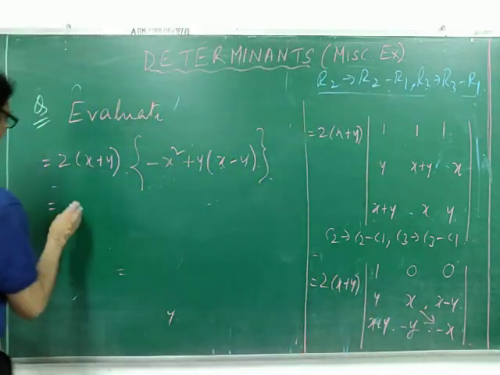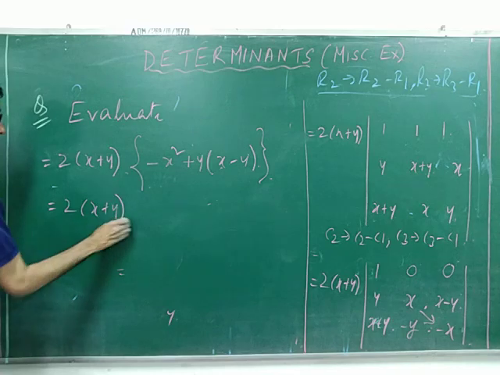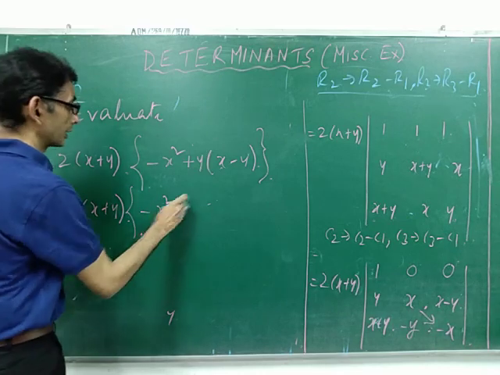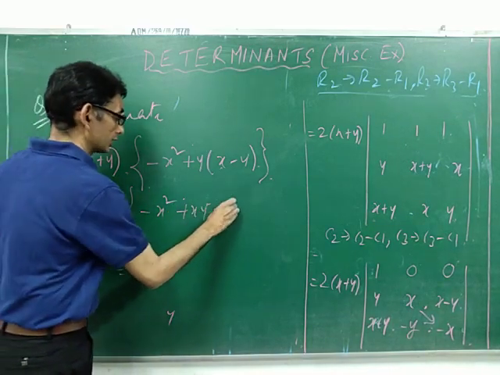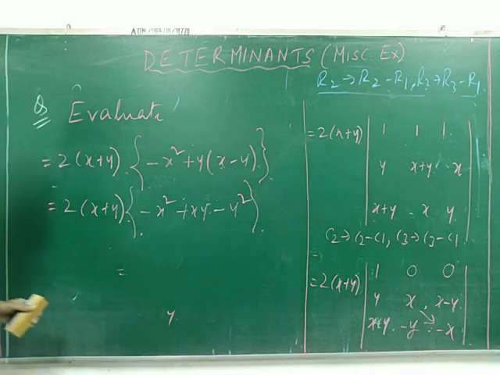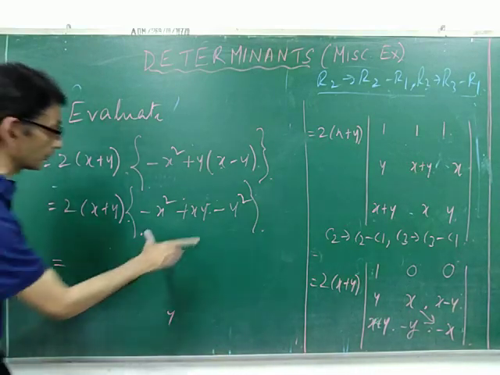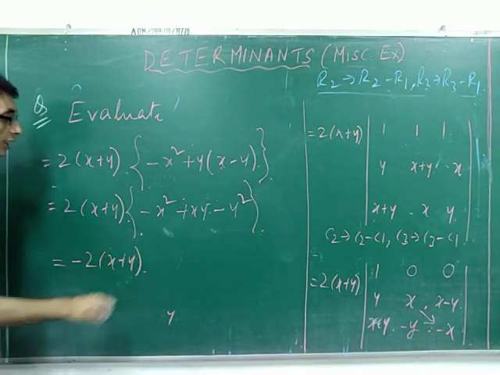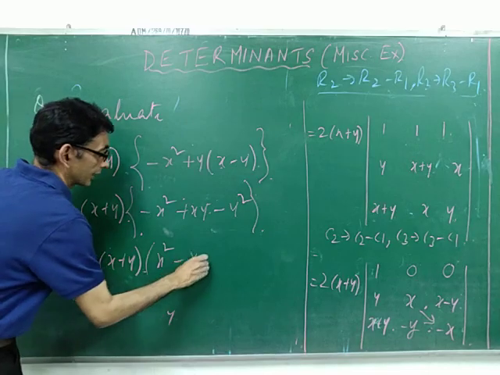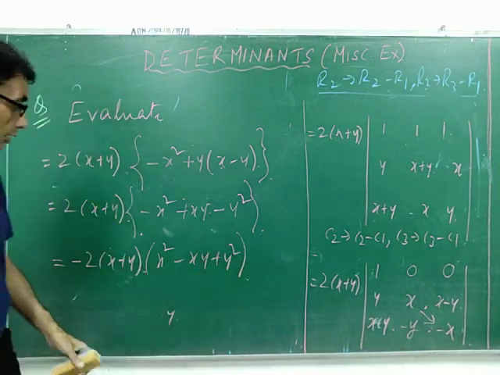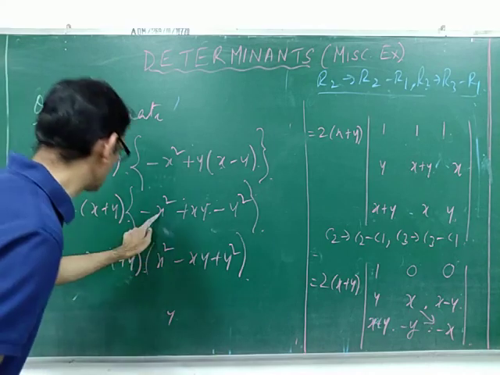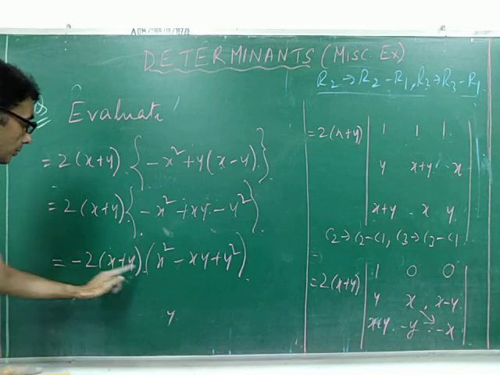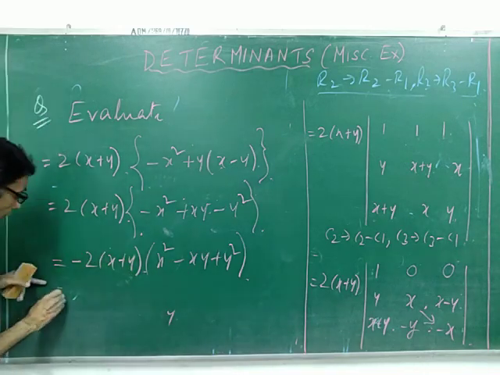So what is the next step? This is 2x plus y. Okay, we'll just simplify this. Minus x squared, that is plus xy, then minus y squared. Right? Okay. Now, if we take a minus common from here, it will be minus 2x plus y, then x squared minus xy plus y squared. Right? If you take a minus common, this will be plus, this will be minus, and this will be plus. So it will be minus 2x plus y, x squared minus xy plus y squared.